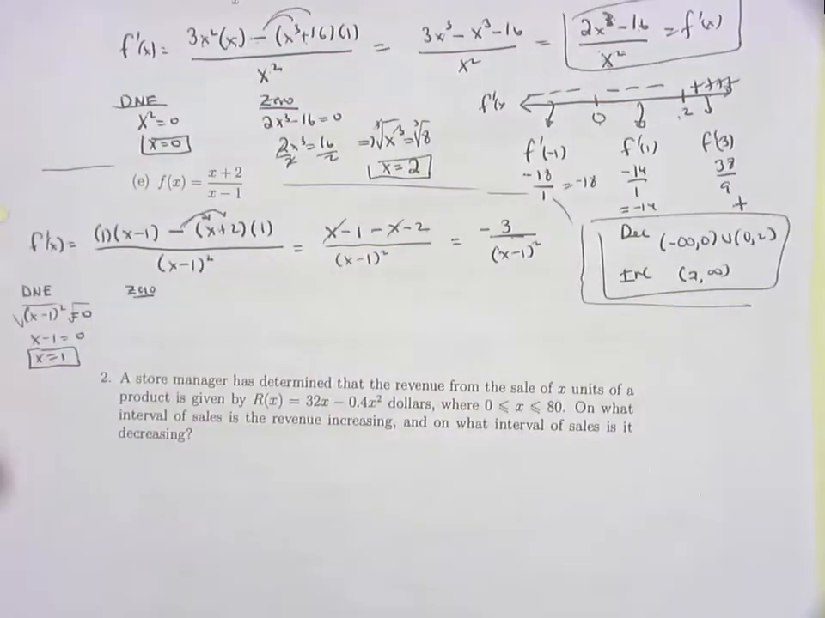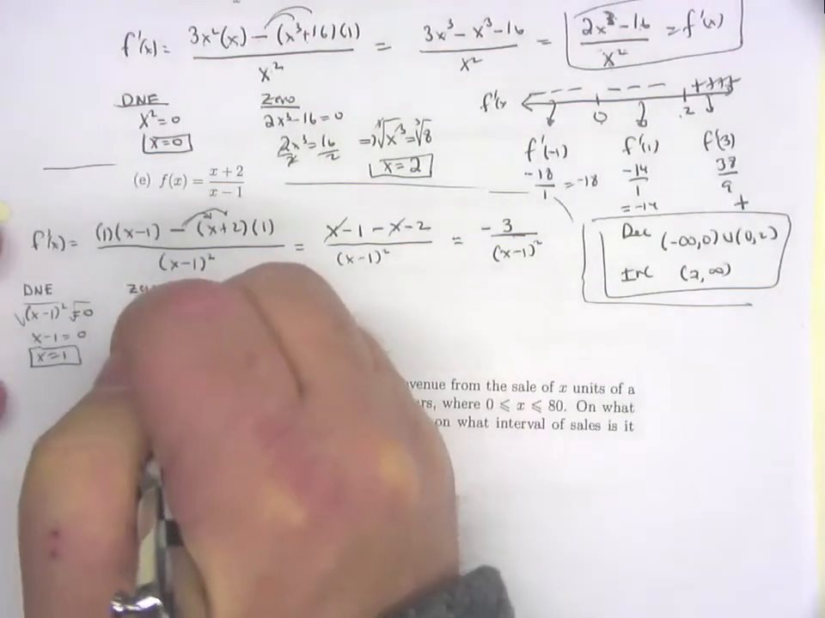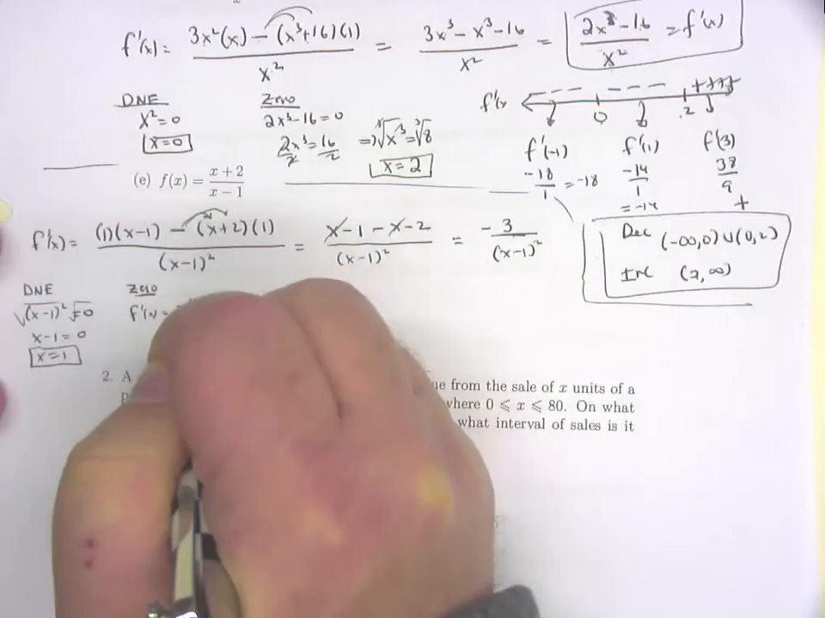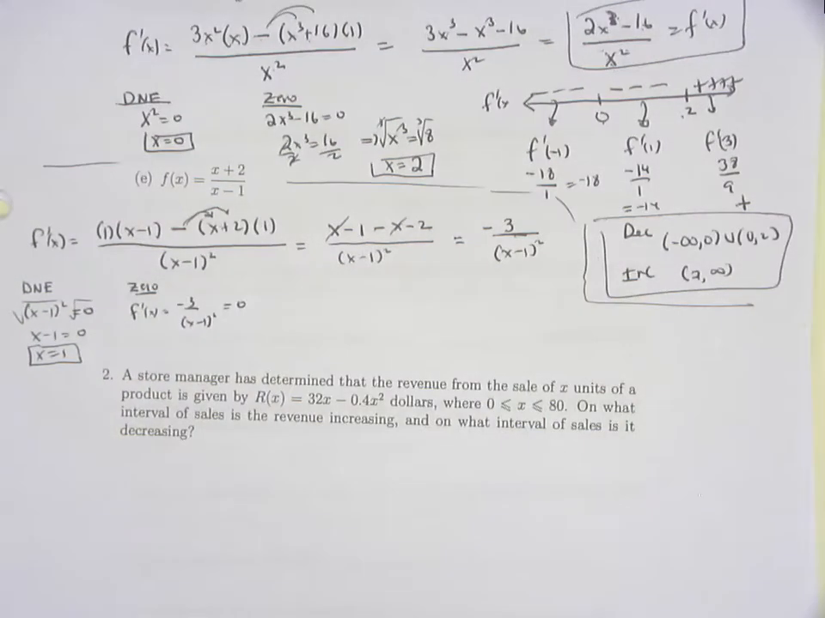The other point you need to find is the 0 point. You find a 0 by taking the function and setting it equal to 0. But in this case, my derivative, which is negative 3 over x minus 1 squared, when you set it equal to 0, how do you solve that guy? Well, you've got a fraction equal to 0. You do the same thing every time. You get rid of your denominator because you don't want fractions when you're solving equations. So I'm going to multiply both sides by x minus 1 squared.